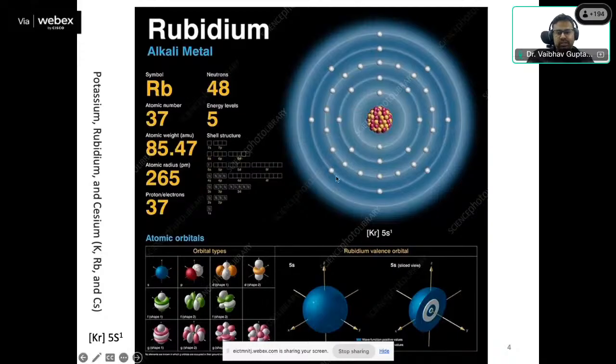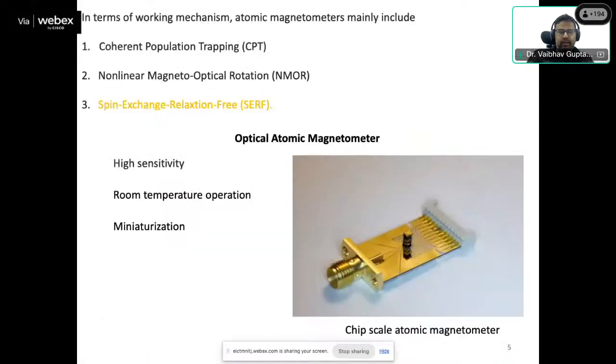So in the atomic magnetometer, which we are going to build or study, we will use rubidium. You could use other elements as well. You could use cesium as well, that is no problem. You could also use potassium.